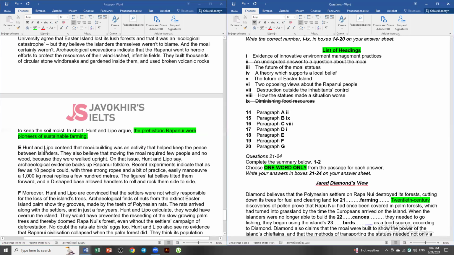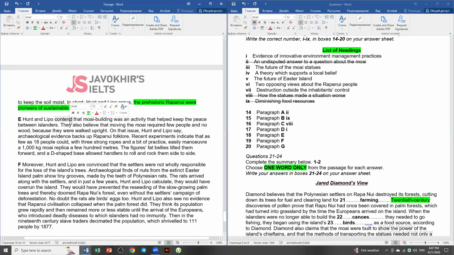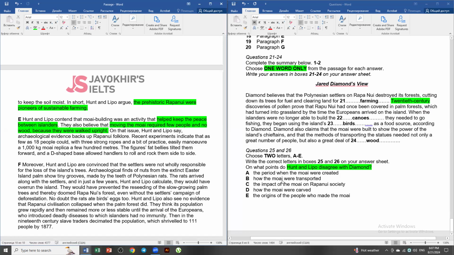So now let's read paragraph E. Hunt and Lipo contend. So you can see an opposition. Hunt and Lipo contend that Moai-building was an activity that helped keep the peace between the islanders. They also believe that moving the Moai required few people and no wood because they were walked upright. So there is the first opposition here. That's 100% we can say that. Opposition number one. Is that true? Where is it? The period when the Moai were created, how the Moai were transported.